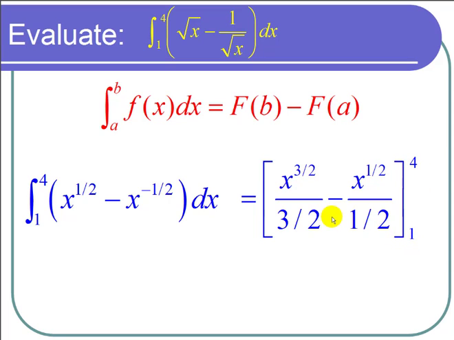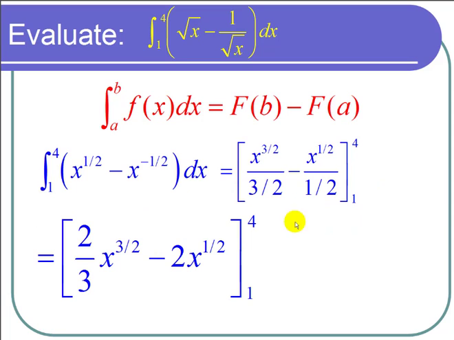So let me just simplify this. Dividing by a fraction is multiplying by the reciprocal. So what I get is 2/3 x to the 3/2 minus 2 times x to the 1/2. Notice 1 over 1/2 is the same as 2.